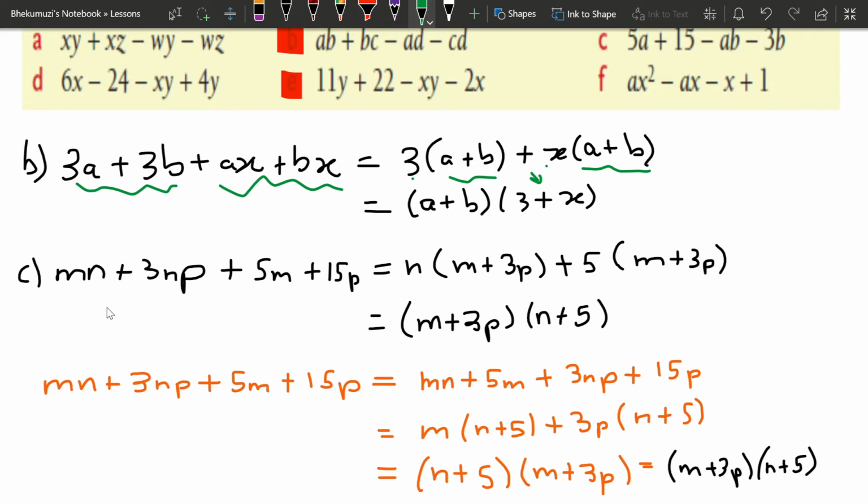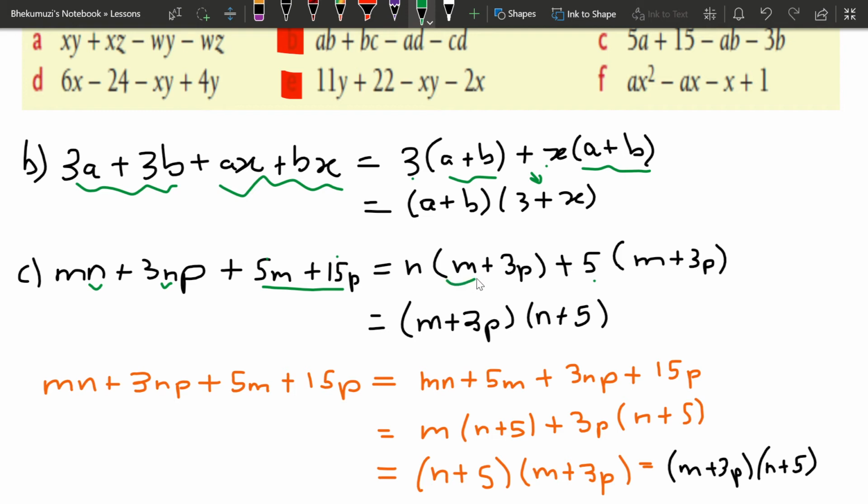It depends on the way you pair them or rearrange the terms, right? So it's mn plus 3np plus 5m plus 15p. Now, what actually happens is that if you notice, I can say n is my common factor for the first two terms. So the first two terms will give me m plus 3p, right? But then I could also say that my common factor in this case is 5. So I take out 5 and then it's m plus 3p.